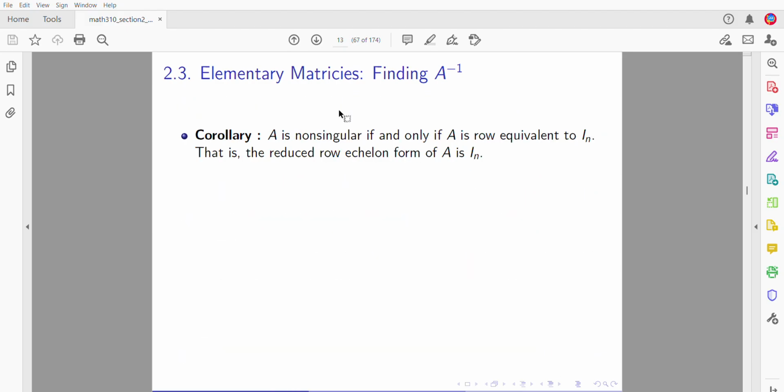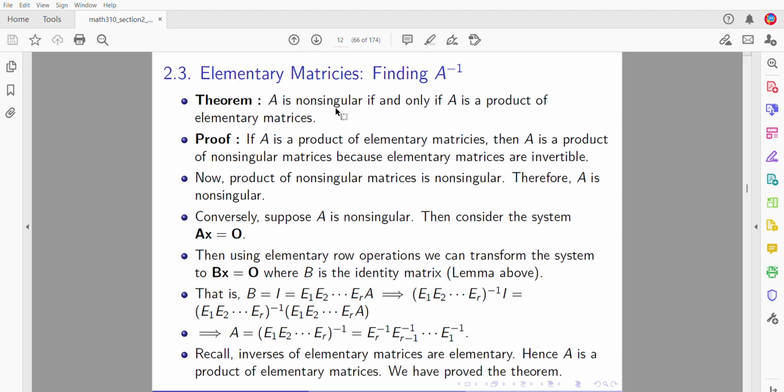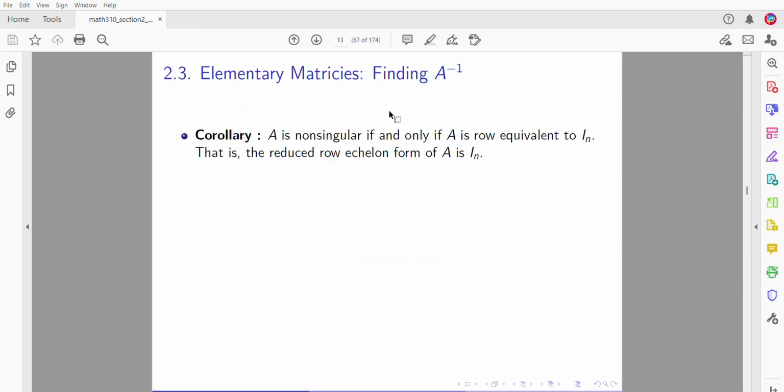Corollary. Corollary is something that follows. A is non-singular if and only if A is row equivalent to the identity matrix. That is, the reduced row echelon form of A is identity. Okay. So let's go back. Non-singular if and only if A is a product of elementary matrices. Now you are saying non-singular if and only if A is row equivalent to the identity. That is, the reduced row echelon form of A is identity.